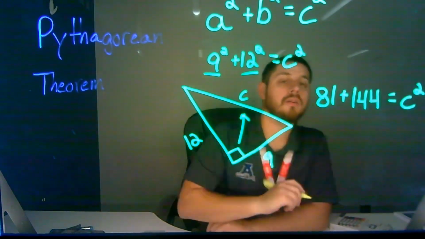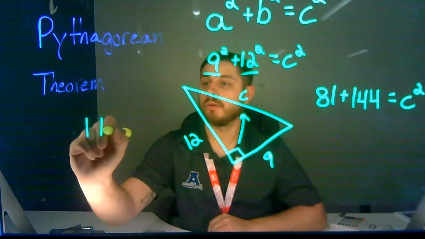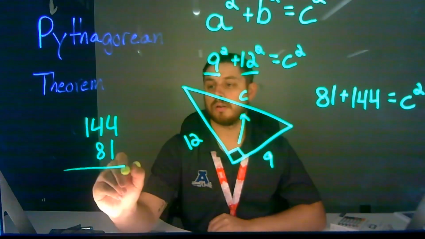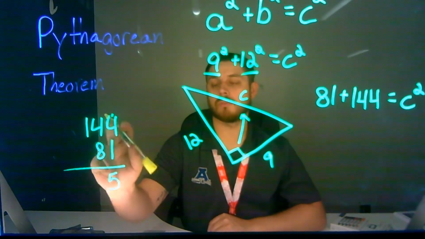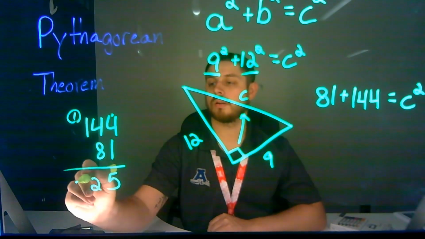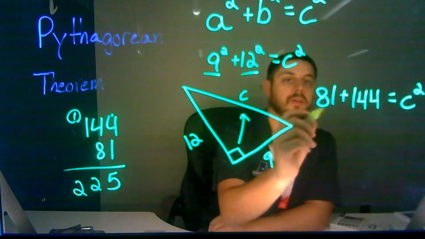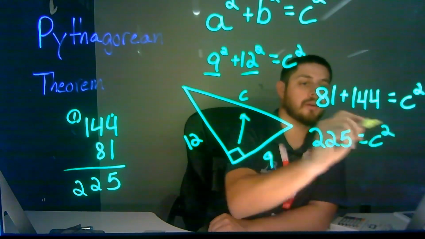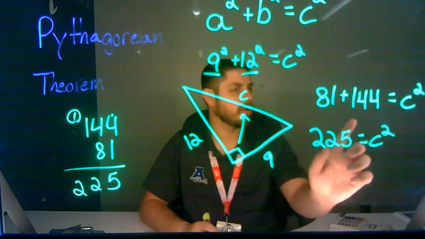So if we come over here, we do 144 and 81. 4 plus 1 is 5. This is going to be 12, carry the 1. So we got 225. So 225 equals C squared. Now, not C, but we have C squared.